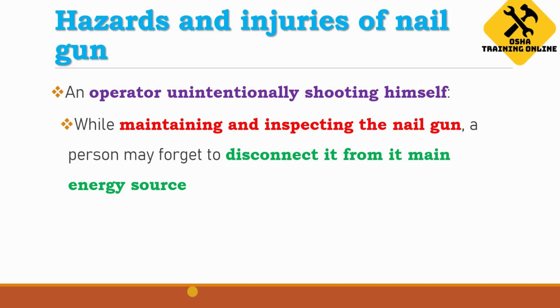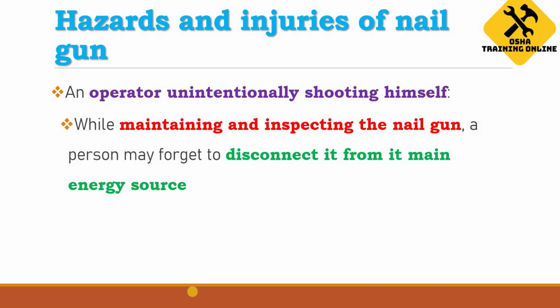The second case is an operator unintentionally shooting himself. There might be cases when he may shoot himself unintentionally and can get injured. How? While maintaining and inspecting the nail gun, there are operators who maintain and inspect the nail gun. So a person or the operator may forget to disconnect it from its main energy source.